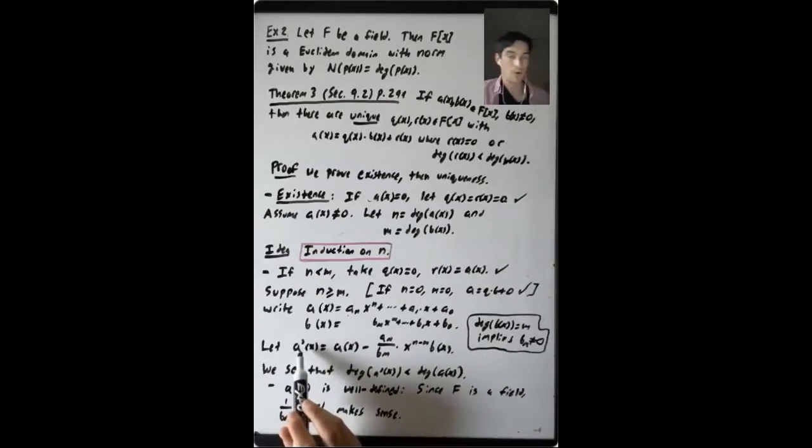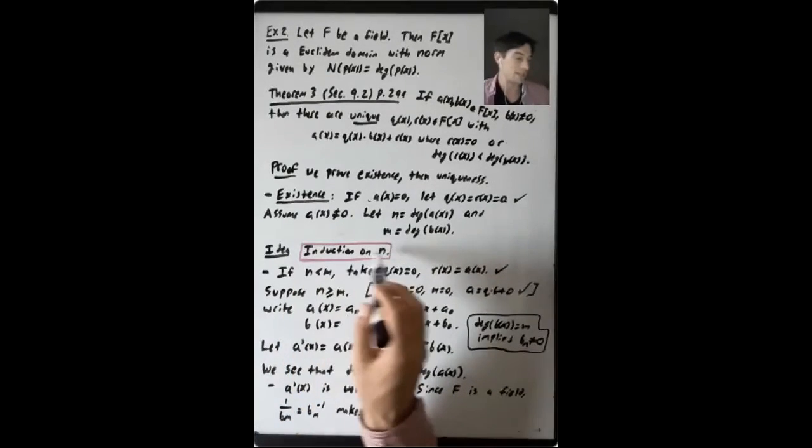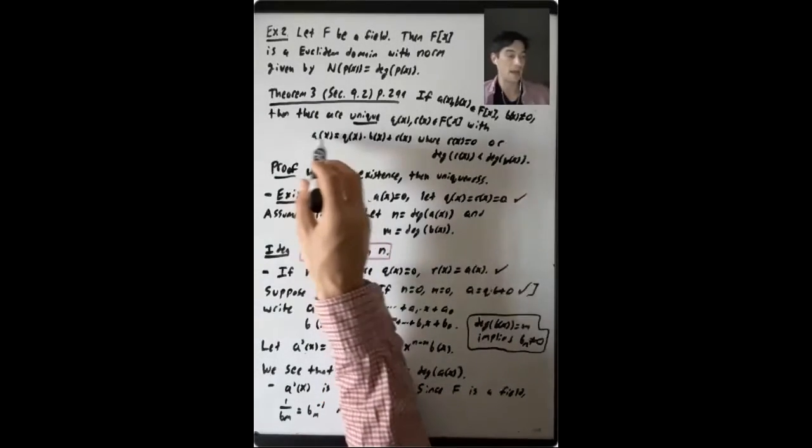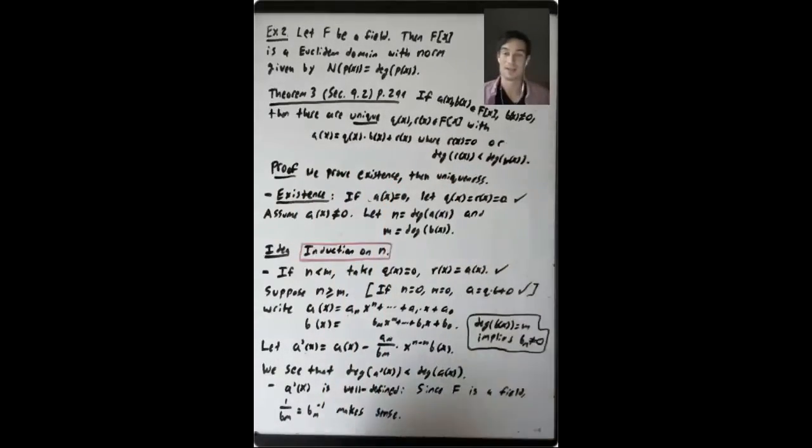And now, okay, so what are we going to do with this A'(x)? Well, we said the big idea here is induction on n. And now this is a polynomial in F[x] that has degree less than n. So by induction, we can apply the division algorithm to it. So I'm going to pause and erase, and then we'll see the details of the rest of the argument.